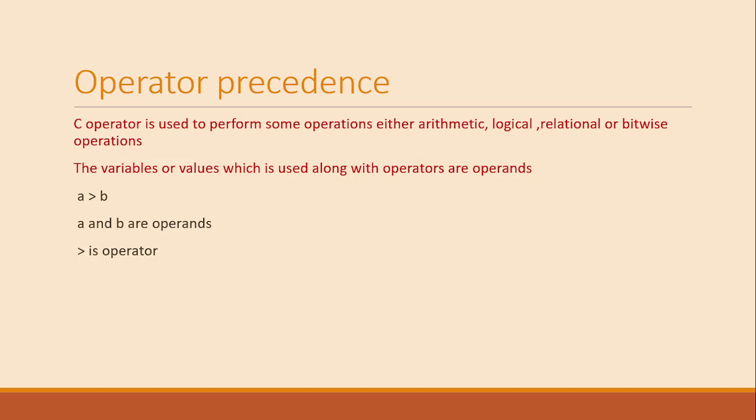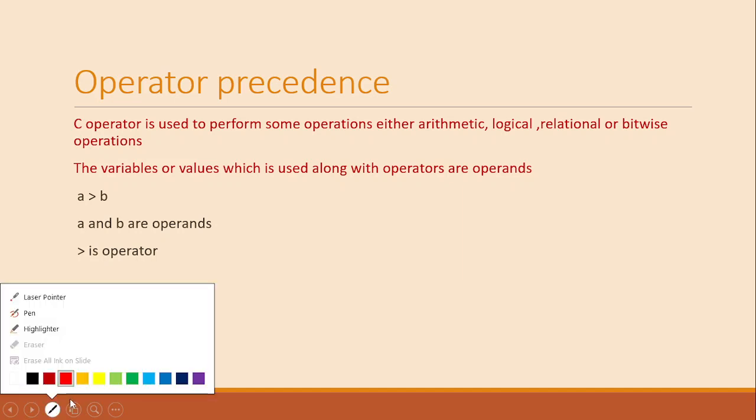So without knowing the operator precedence, we cannot evaluate an expression in a C program. For instance, in this case, we have arithmetic, logical, relational, and bitwise operators. So, for an example, I have taken A is greater than B, and A and B are called operands, and greater than is called an operator. So, we should be able to categorize what are operands and what are operators in this scenario. Now, as far as operators are concerned, we'll be learning about this in an elaborate fashion.